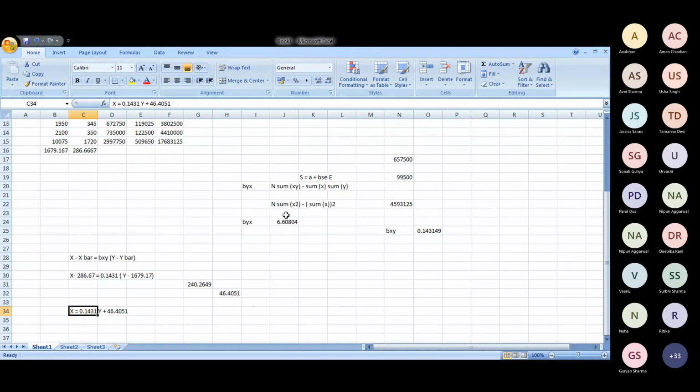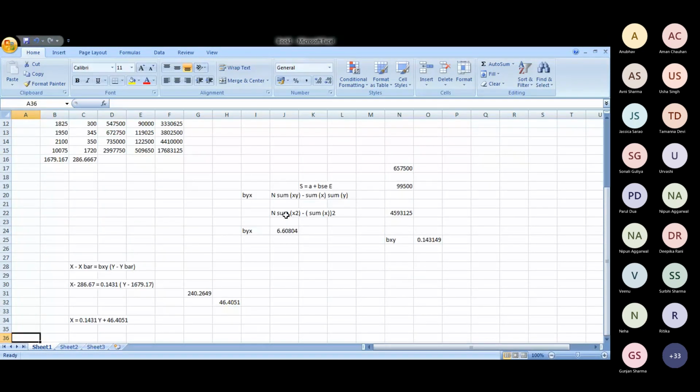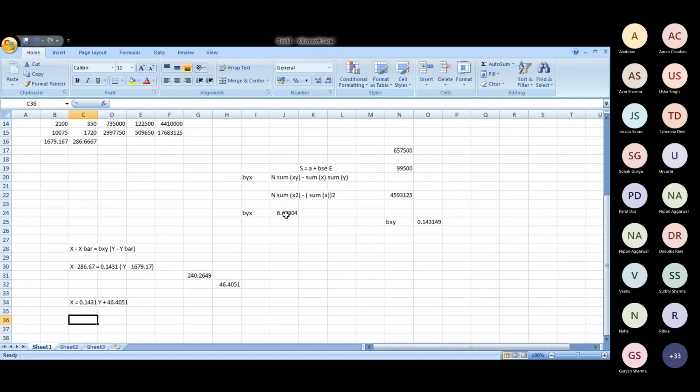So the value of a here we can compare with this equation. So we will compare with this equation, the value of a is equal to 46.340 and the coefficient of bxy is 0.1431. In the same way, we want to calculate the y on x line. So it will be like y minus y bar is equal to byx times x minus x bar.